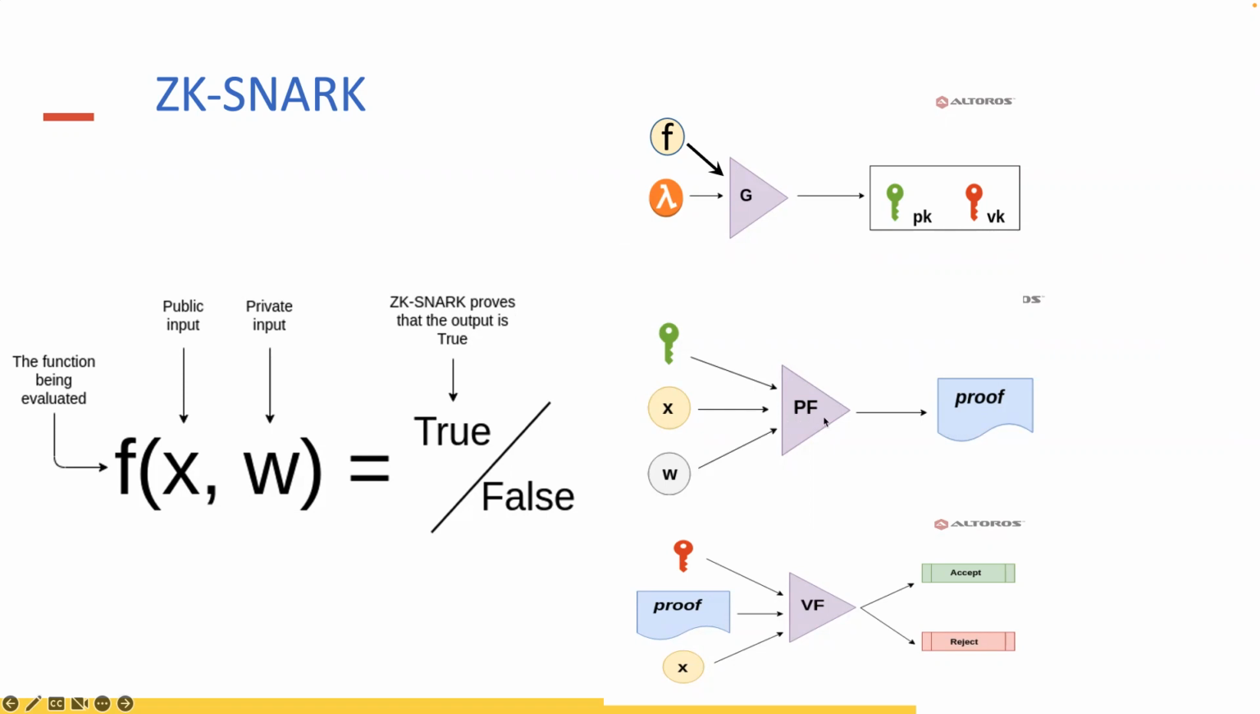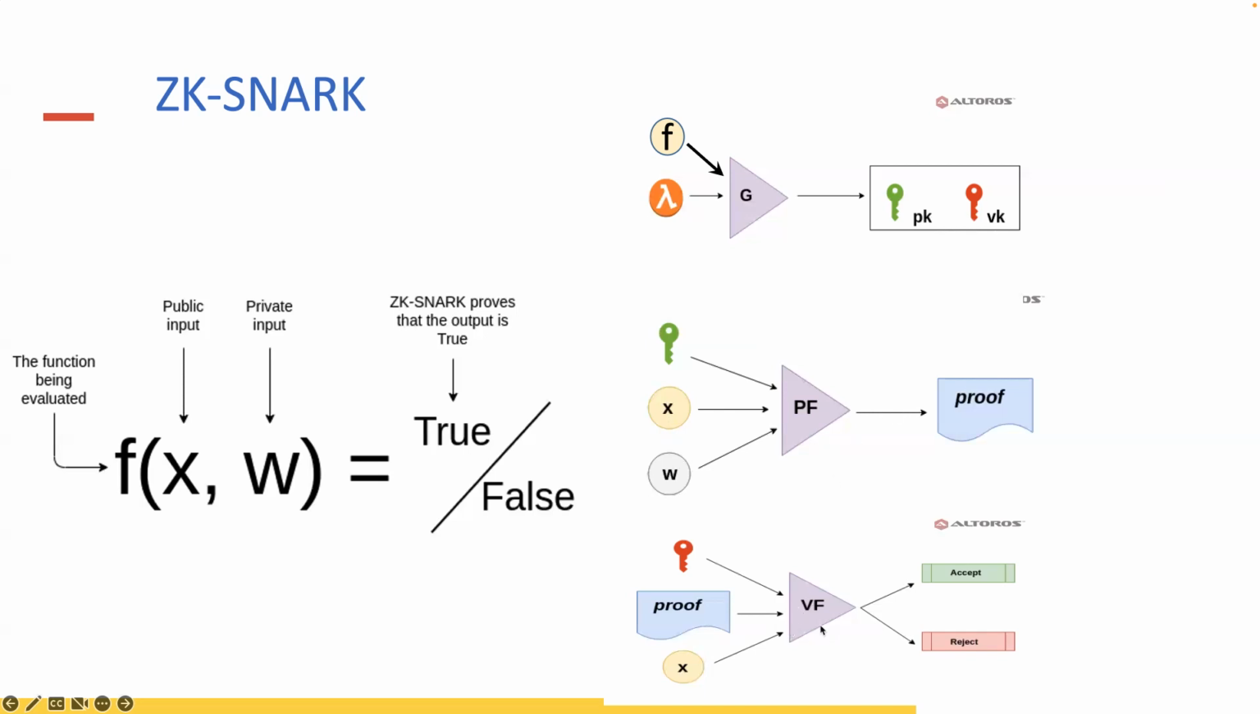This is a prover function. So the prover, what does it do? You take the proving key, the public input, and because he also knows the secret, right? So he can produce a proof. Okay. So this is what the prover does.